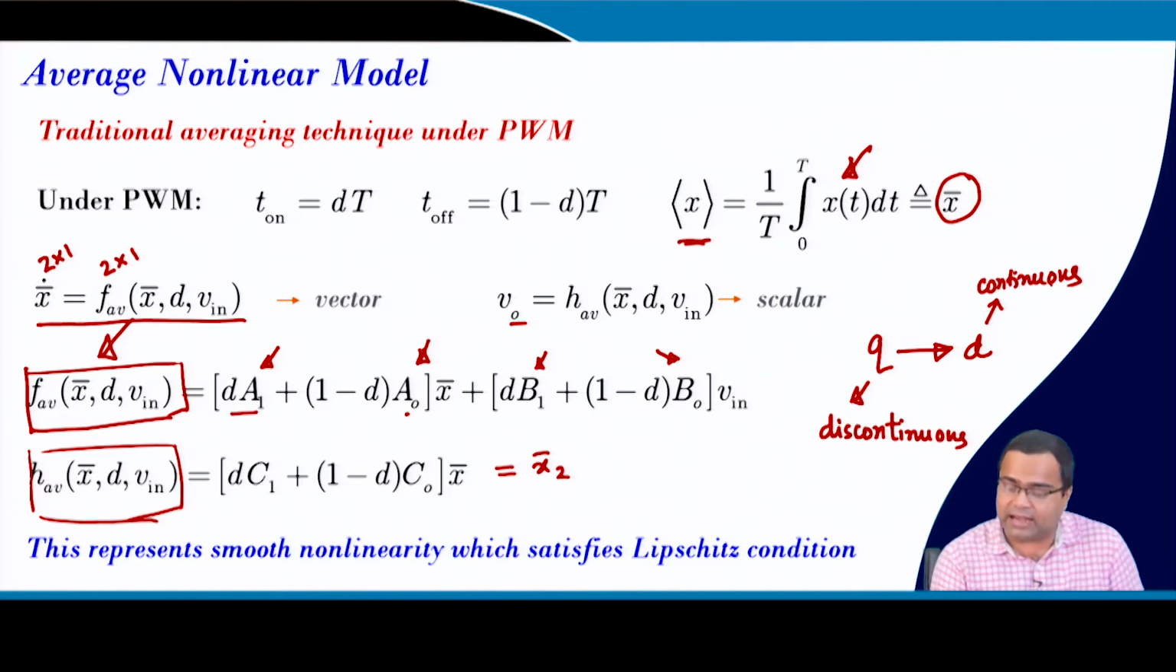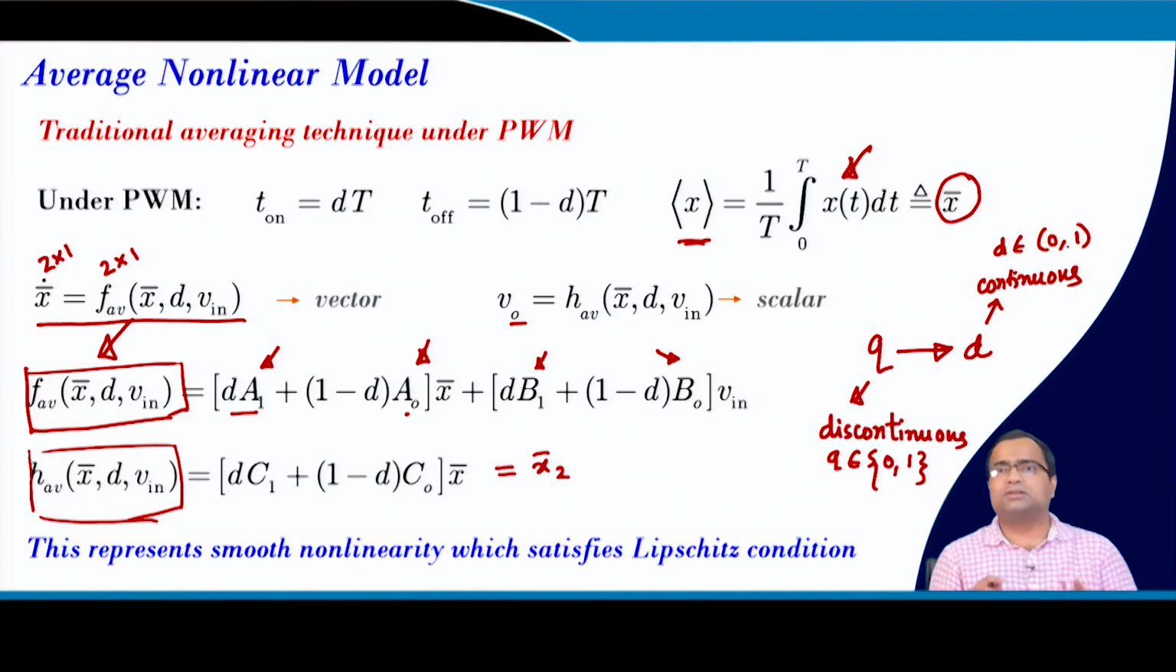And in that case q can take the discrete values 0 and 1, whereas d belongs to the open interval of 0 to 1, because we are not considering the extreme cases. That means d equal to 0 and d equal to 1 we cannot take, because then it will not behave like a DC-DC converter. If we operate either fully on or fully off, then we will not get the desired output voltage. Okay? So, we need a switching operation.